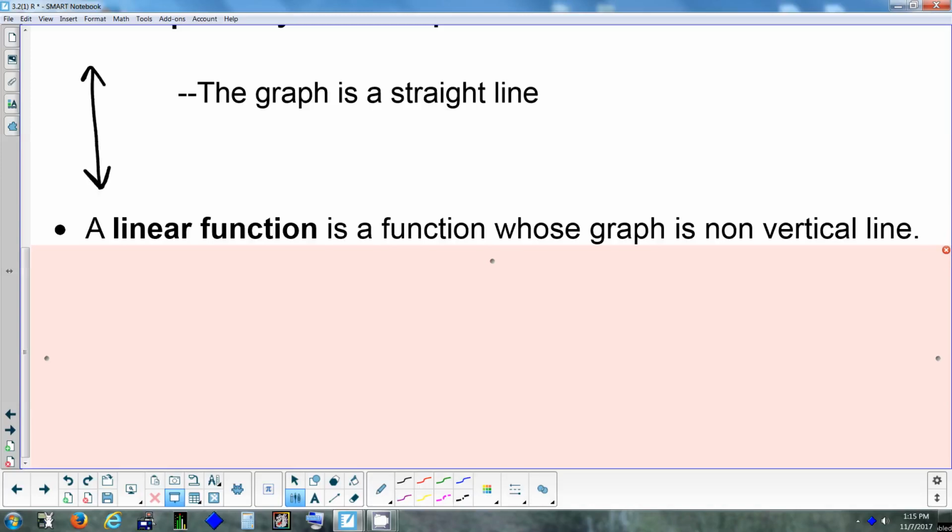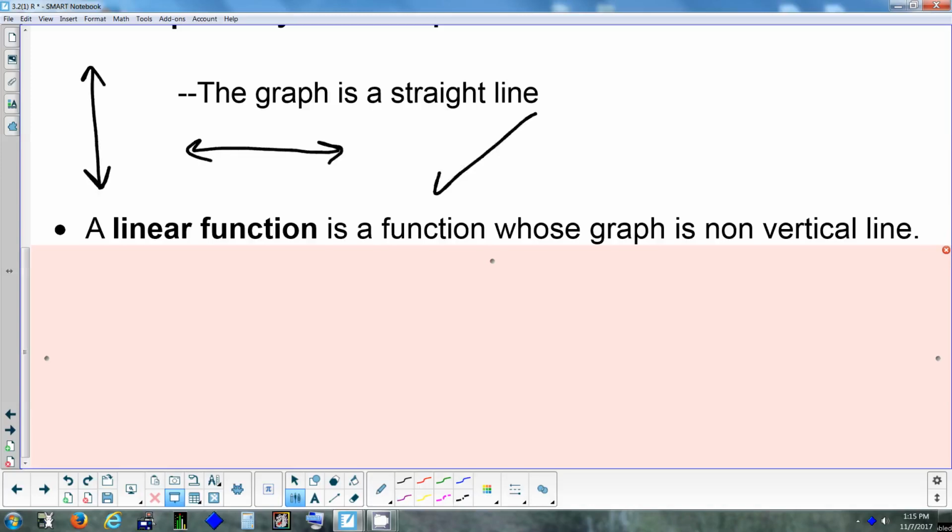We might give you a graph like that in a test, just to try to trick you guys. If it's vertical, it's non-linear. Give me any straight line, that's what this means. Any straight line that's non-vertical or not vertical. So horizontal? Horizontal's okay?